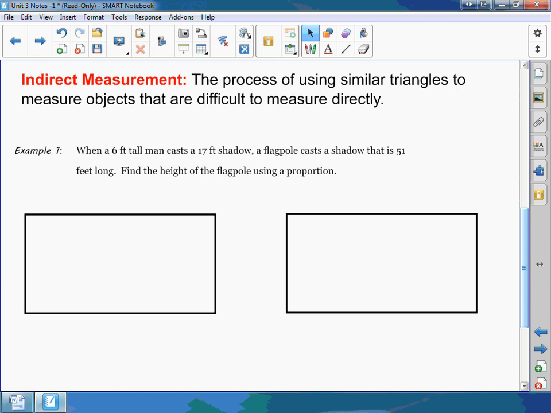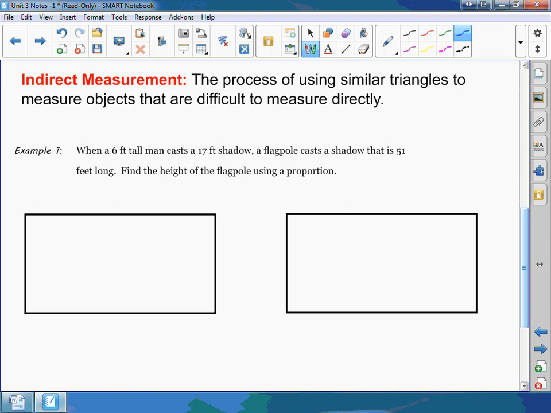So now we're going to do an example very similar to the one above, except now with some actual data behind it. Not talking about a tree, we're talking about a flagpole. A 6-foot man casts a 17-foot shadow, and nearby a flagpole casts a shadow that's 51 feet long. We want to find the height of the flagpole using a proportion. Or you don't have to use a proportion. We could use scale factors if we want.